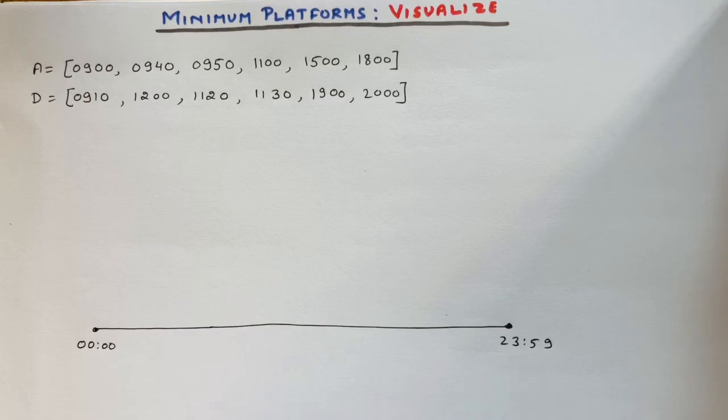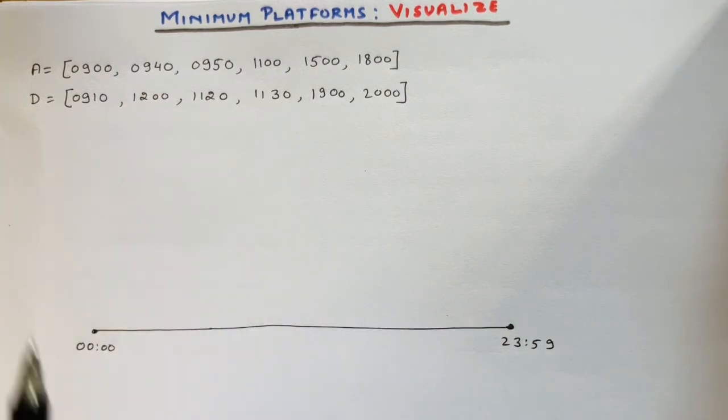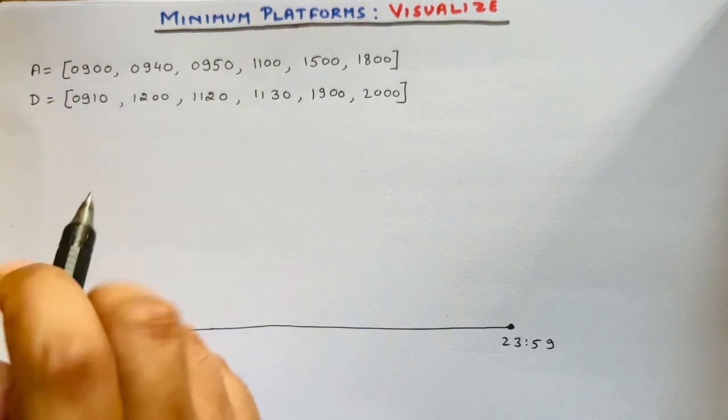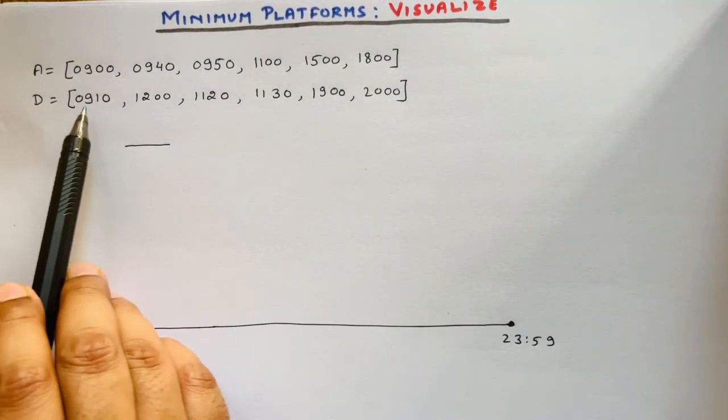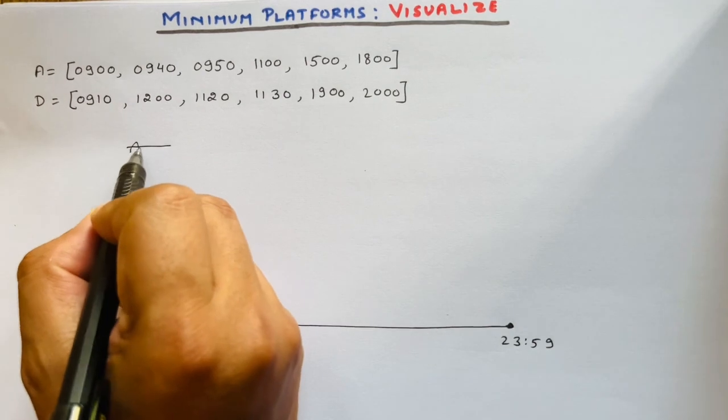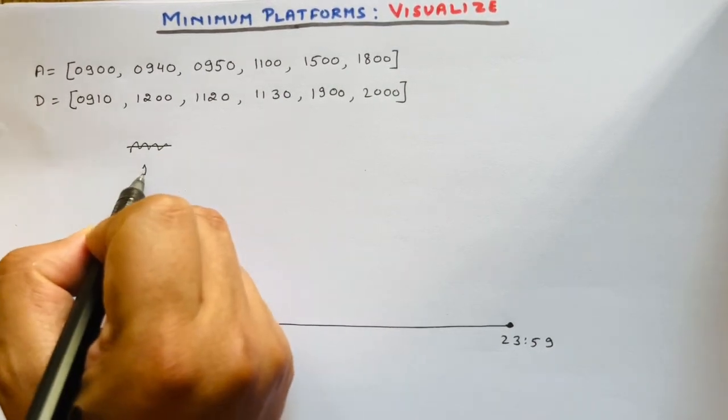Now, before jumping into solution, let's first try to visualize it. How will a typical day at railway station look like? We have constructed this timeline from 00:00 to 23:59, and here we are taking into account these arrival and departure times that we are given, and we'll see how this plays out in the railway station. So let's begin. First train arrives at 0900, at 9. That's good. This one gets departed at 9:10. So we needed one platform here.